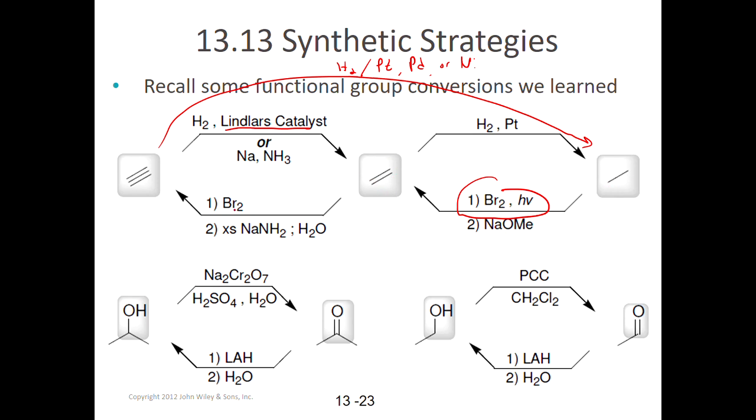We could add 2 bromines on with Br2 and do 2 eliminations to make the alkyne, so we know how to go back and forth here. And now we've added some new reactions. So we know how to reduce and oxidize alkenes to alkanes, etc.